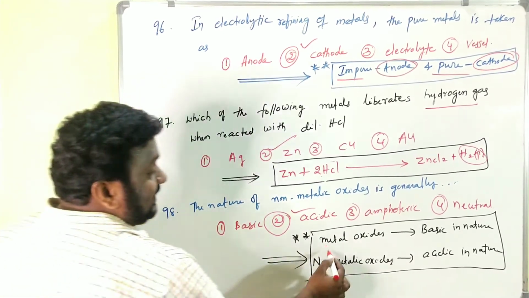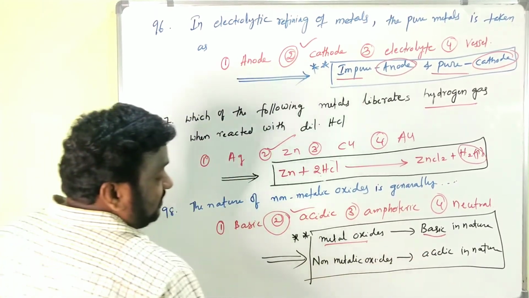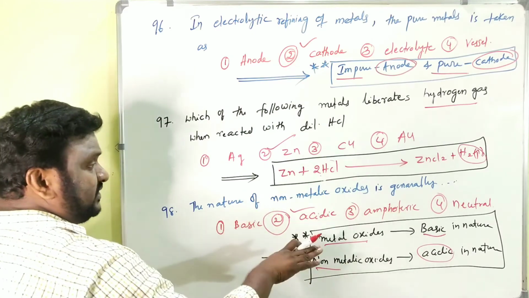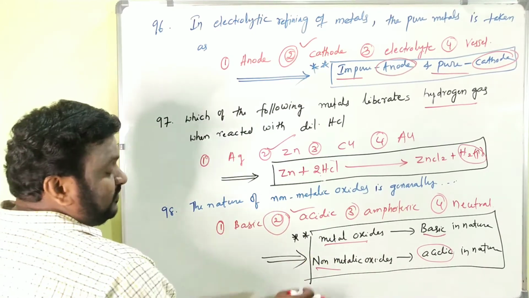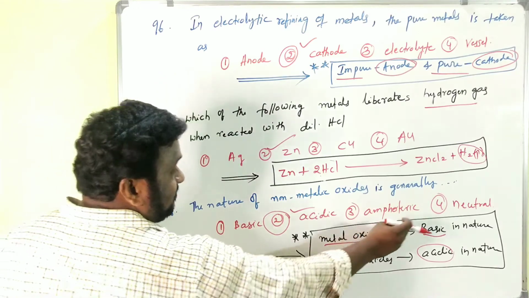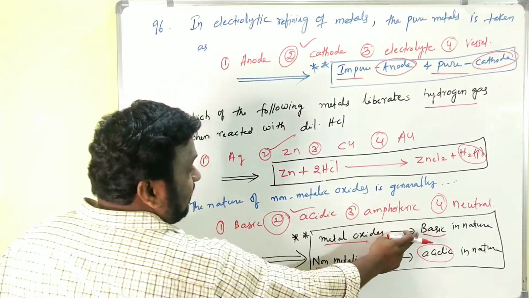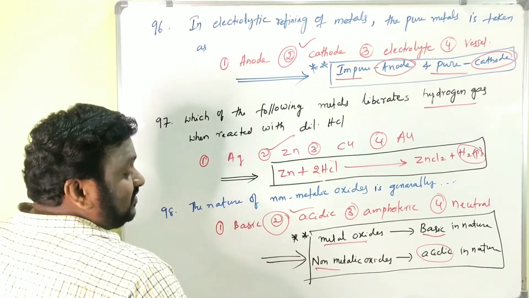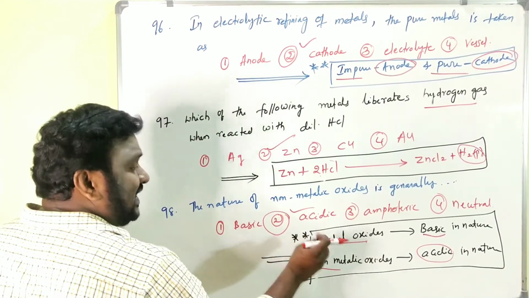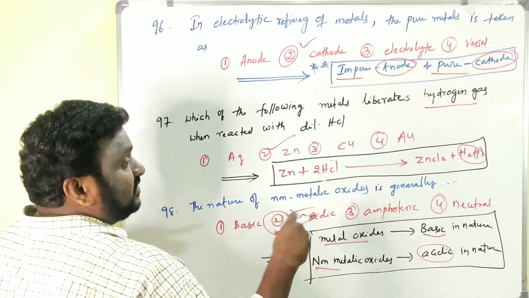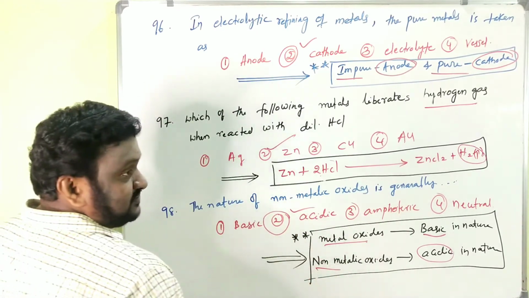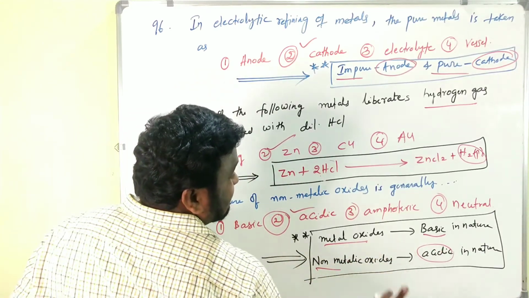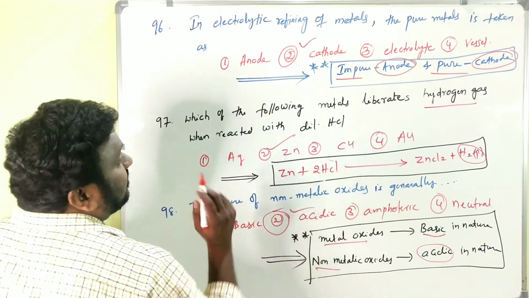Very simply, metallic oxides are basic in nature and non-metallic oxides are acidic. If you remember any one of them, the opposite is the next one. For example, if you remember metal oxide is basic, then what is the opposite of basic? Acidic nature. The opposite of metallic is non-metallic. So you can remember any one of these and automatically recall the other. Metal oxides are basic and non-metallic oxides are acidic. That's why the second option is the right one.